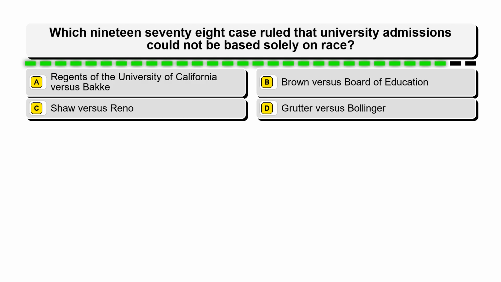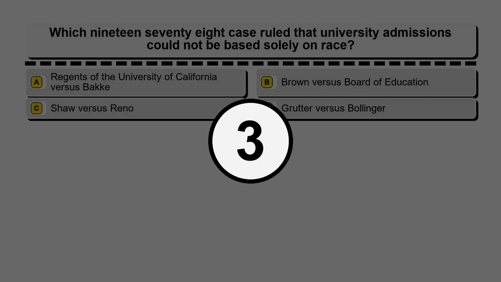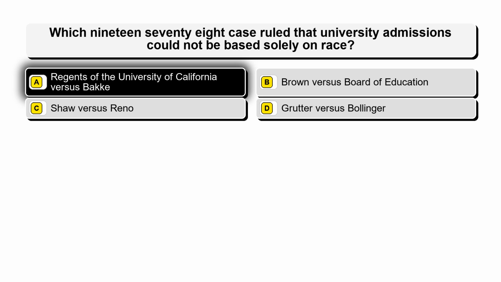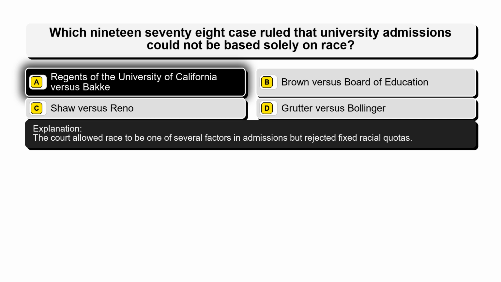Question 93. Which 1978 case ruled that university admissions could not be based solely on race? Option A, Regents of the University of California vs. Bakke. Option B, Brown vs. Board of Education. Option C, Shaw vs. Reno. Option D, Grutter vs. Bollinger. The correct answer is option A, Regents of the University of California vs. Bakke. The court allowed race to be one of several factors in admissions but rejected fixed racial quotas.